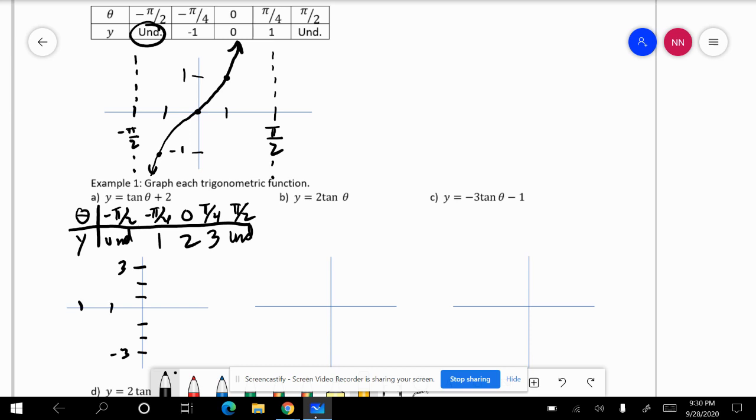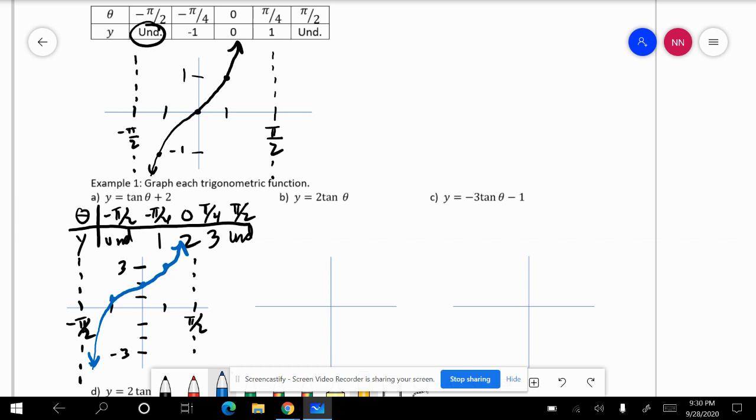Remember, we're going to have our vertical asymptotes at negative pi halves and pi halves. We draw our vertical asymptotes. And we're going to plot our points. 1, 2, 3. We don't want to draw a straight line. We want to make sure that our arrows are approaching our asymptote. And that would be our graph.